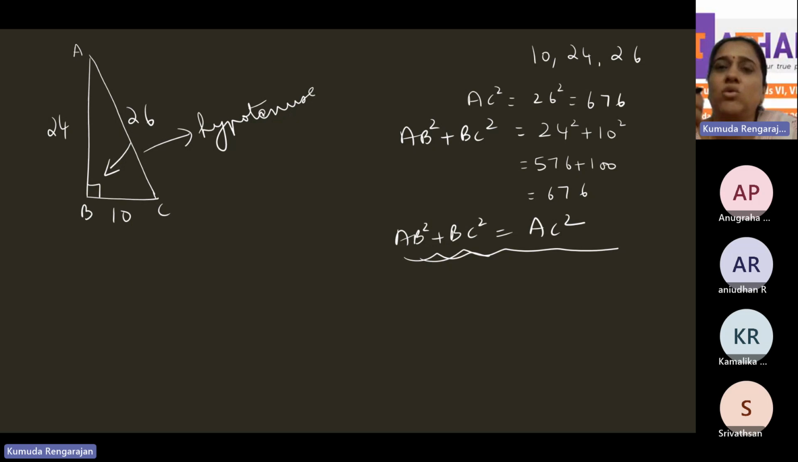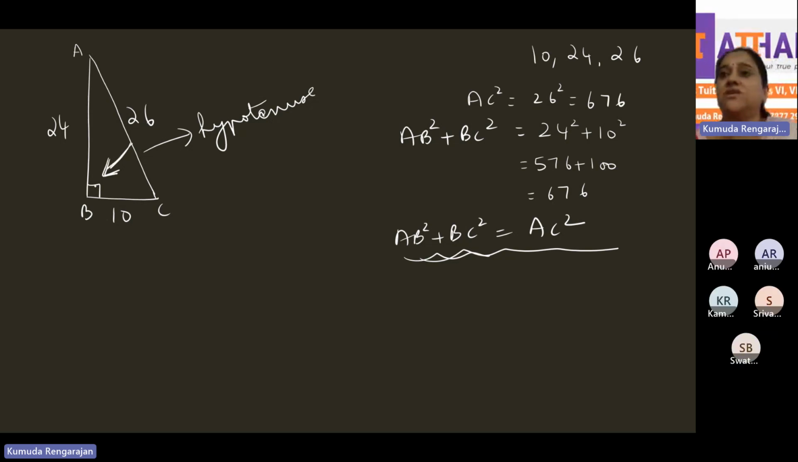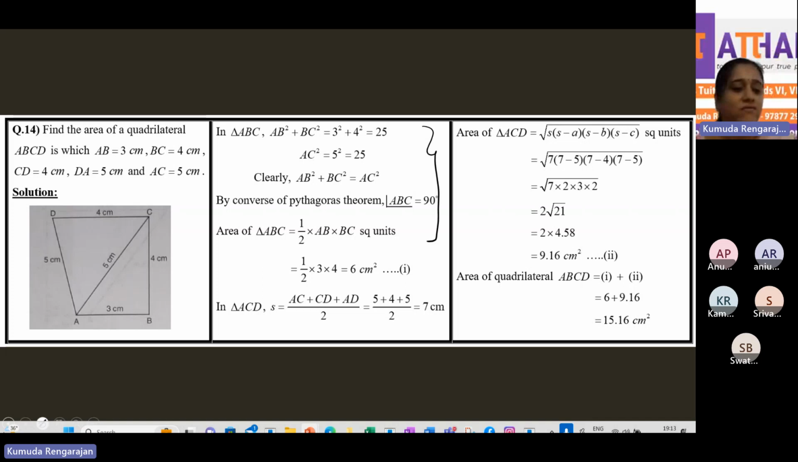And where is the right angle? How to make out which is the right angle? Which is the longest side? AC. Which is the angle opposite to AC? Angle B. That is the right angle. The angle opposite to the longest side is the right angle. So here angle B is equal to 90 degrees. That is what I have worked here.